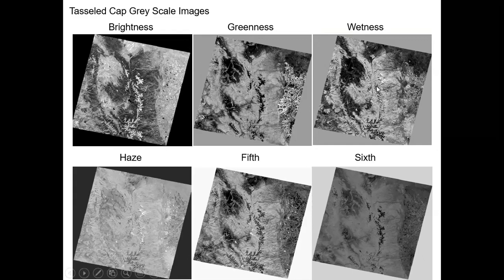And the one thing that TasselCap does nicely is that even though that third effect is called wetness, conifer forests tend to have higher wetness, even though they're not wet. It's just a function of how mid-infrared works in a conifer forest canopy. And so it can be used to separate areas that are green and vegetated, like agriculture or broadleaf forests, from areas that are green and in the conifer forest condition. And of course, we have a lot of conifer forests here in this scene. And then we have haze, again an atmospheric effect, and then fifth and sixth, and I don't even know why they bothered calling them anything.